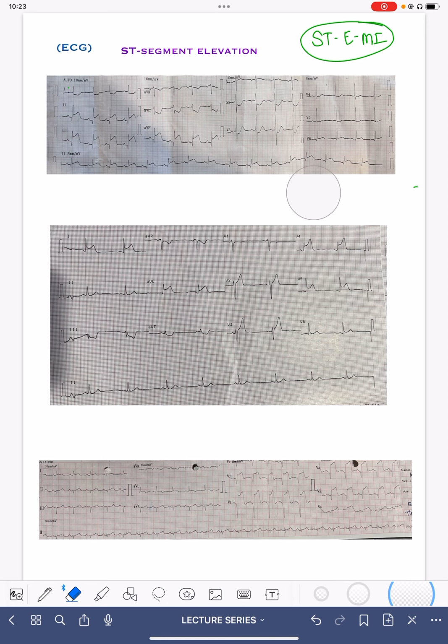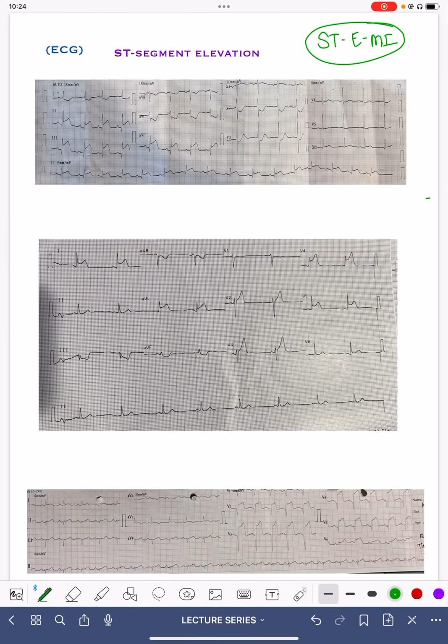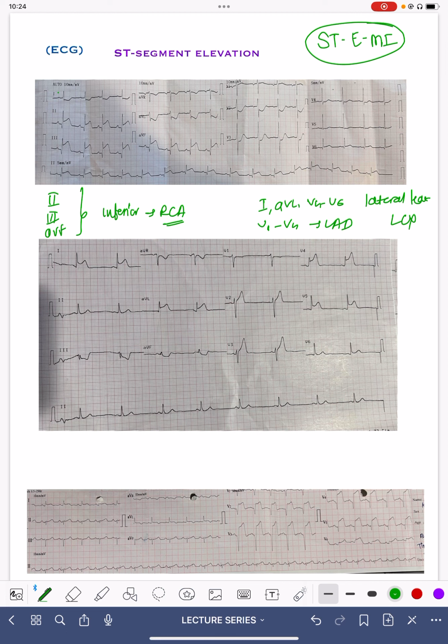So what we can see here is lead 2, lead 3, and lead AVF. These are called inferior leads or posterior leads, and the territory is usually supplied by the right coronary artery. Now lead 1, AVL, V4 to V6, these are all lateral leads, and these are usually supplied by the left circumflex artery. From lead V1 to V4, it is mainly supplied by the left anterior descending artery. So this you can remember.